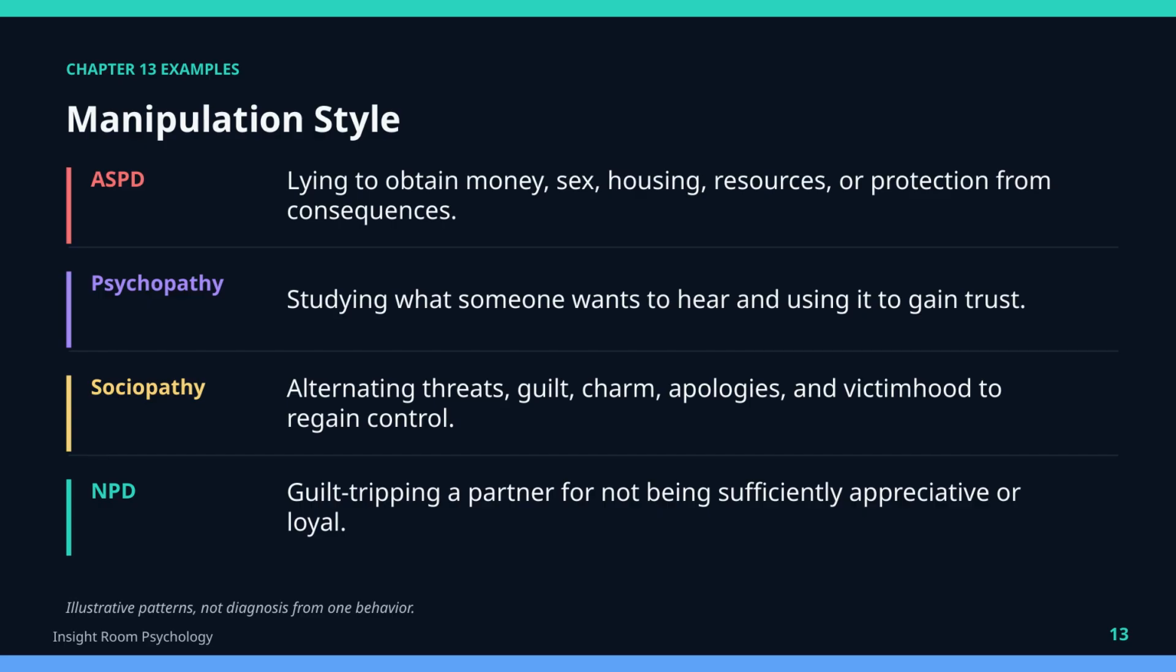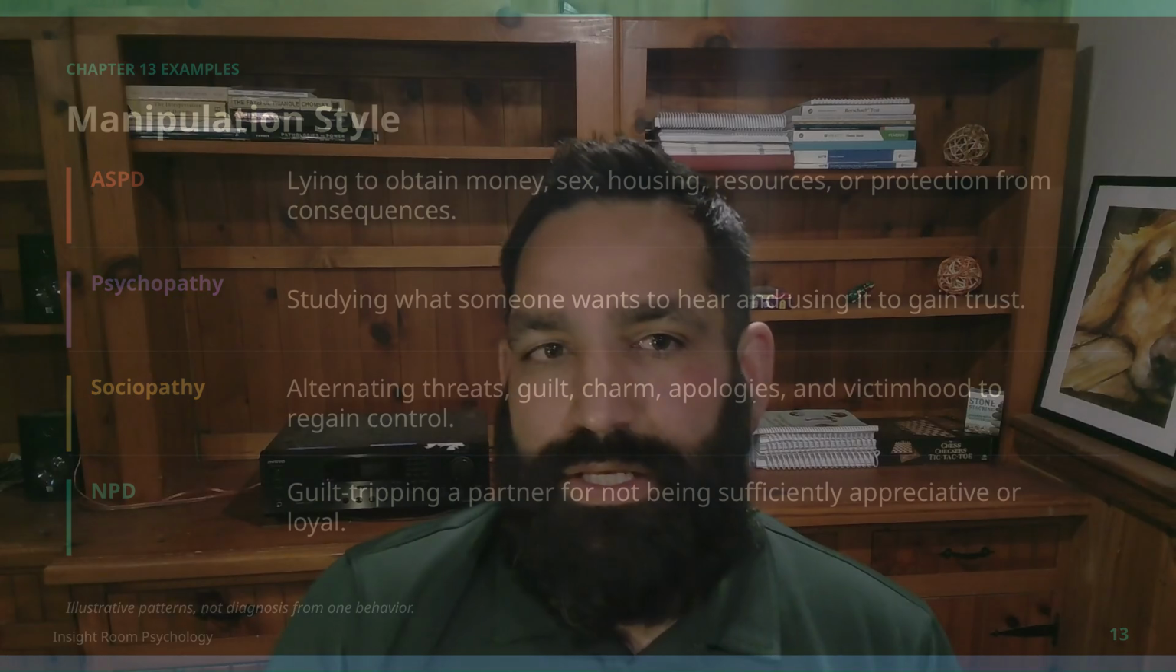With NPD, manipulation often serves admiration, validation, image protection, control, superiority, or avoidance of shame. For example, someone may guilt trip a partner for not being sufficiently appreciative, loyal, admiring, or available. The manipulation is often organized around the idea that the other person has failed to provide the admiration or deference the narcissistic person believes they deserve.